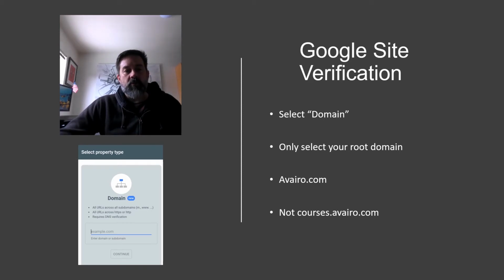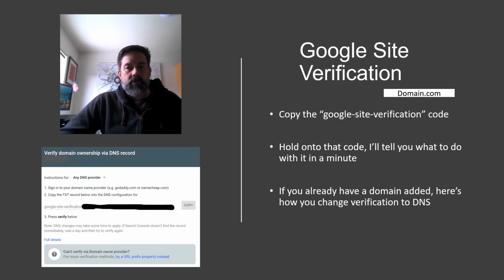But if you're adding a property, under select property type, you'll want to enter in your domain name and you want to select this domain type. You're only going to use your root domain. So in my case, that's avairo.com, not courses.avairo.com or www.avairo.com. All right, so you should see this window next.